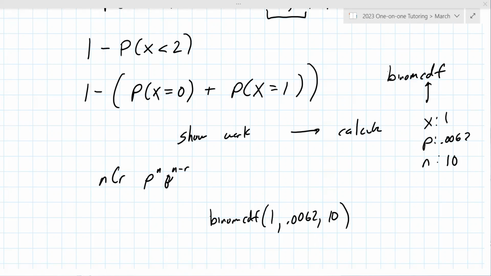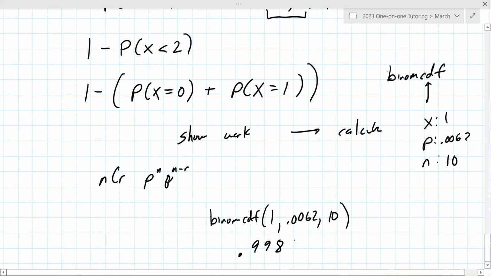All right, so binom, you can also do this in Excel if you ever need that. So the trials is 10, 0.0062, and then we want true. And then we're doing 1 minus that. So the answer to this is 0.9983, but you want to do 1 minus it. So it ends up being 0.0017, which is your final answer.